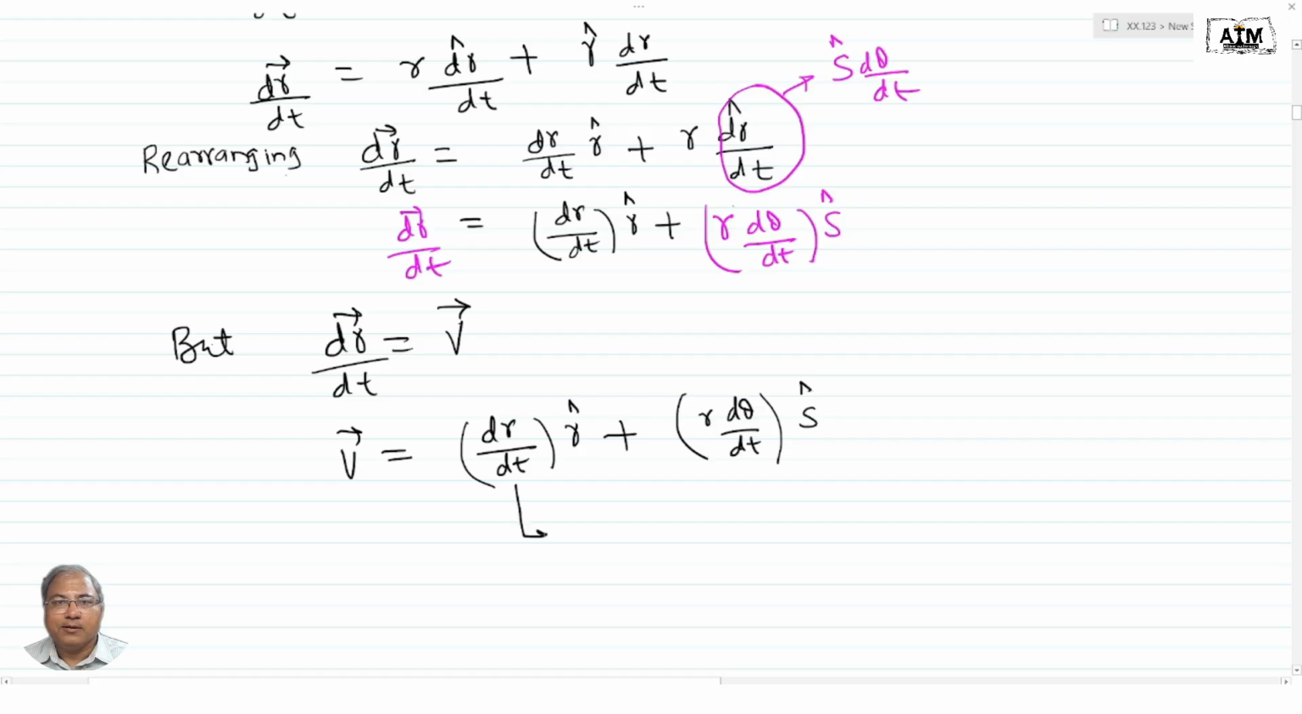In this expression, dr by dt is called the radial component of velocity, and r d theta by dt is called the transverse component of velocity. In this way, we find the radial and transverse components of velocity.